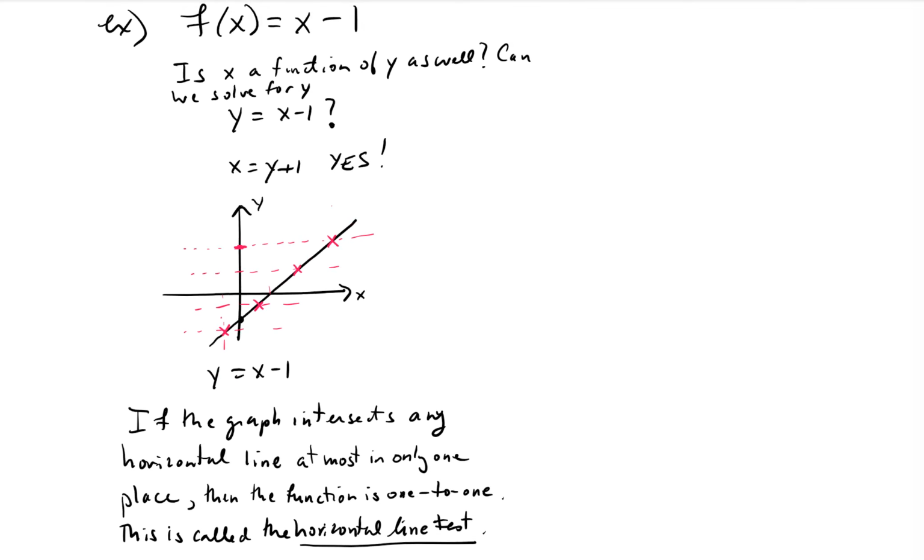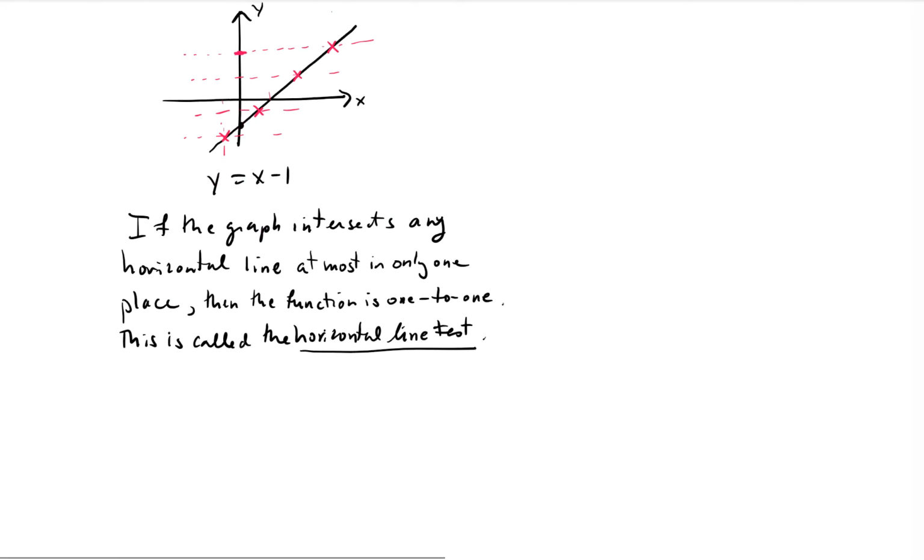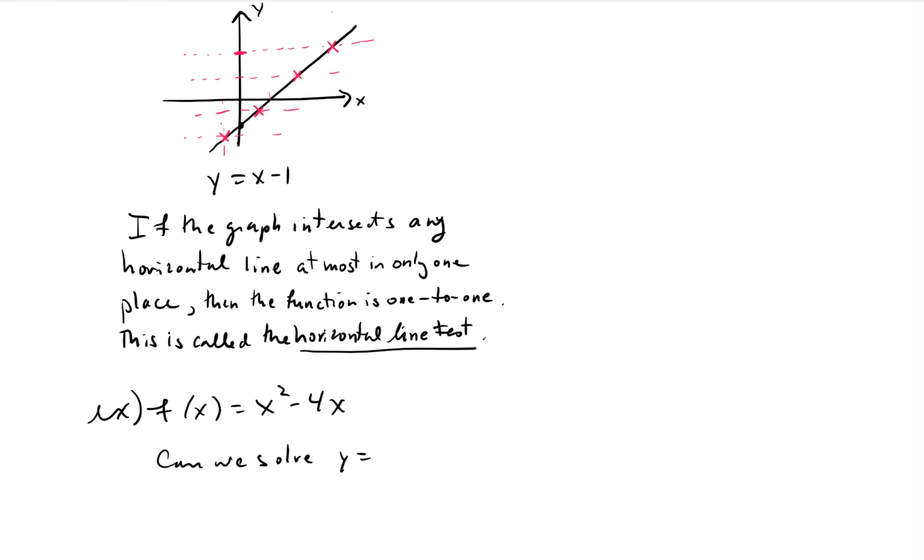Algebraically, if you can solve for x in the equation y equals f of x, then you've got a one-to-one function. Let's look at another example where you've got f of x equals x squared minus 4x. Can we solve y equals x squared minus 4x for x? If we can, that would make it a one-to-one function.